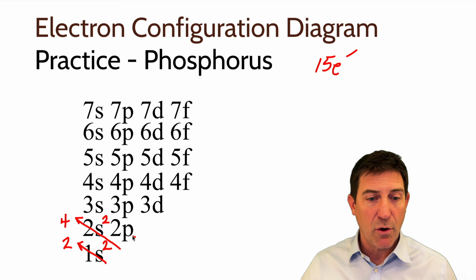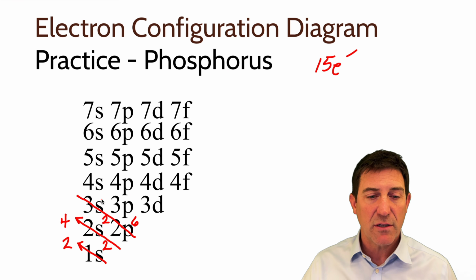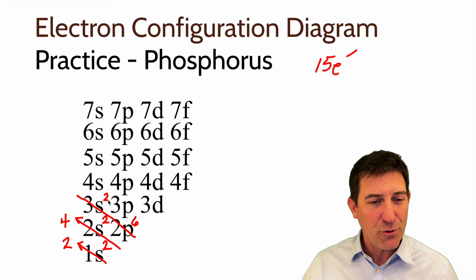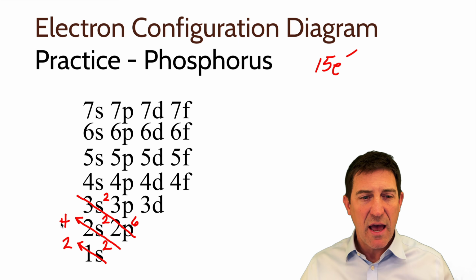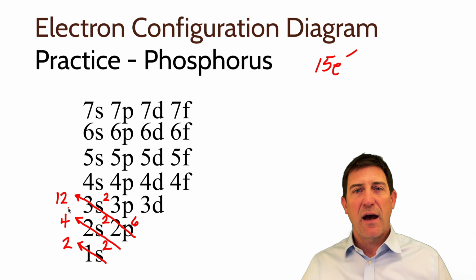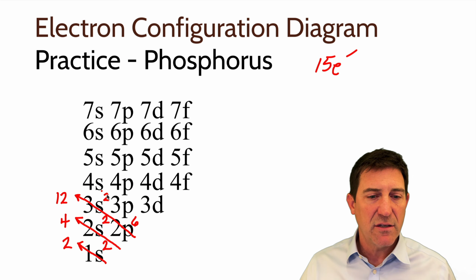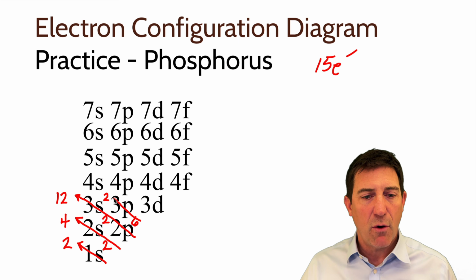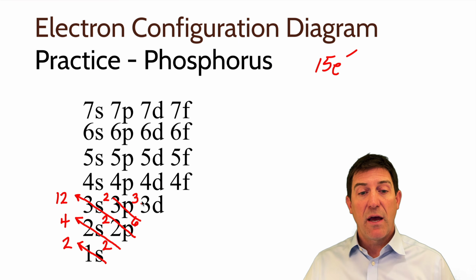The next line will go right through here, through the 2p and through the 3s. The 2p can hold 6 electrons. The 3s can hold 2 electrons. So I just added 8 more electrons. I'd already used 4. 4 plus 8 is 12. I have 3 electrons left in my bucket. The next line is going to go right through here. But I need to pause there, because for that 3p orbital, I only have 3 electrons left to put in there.